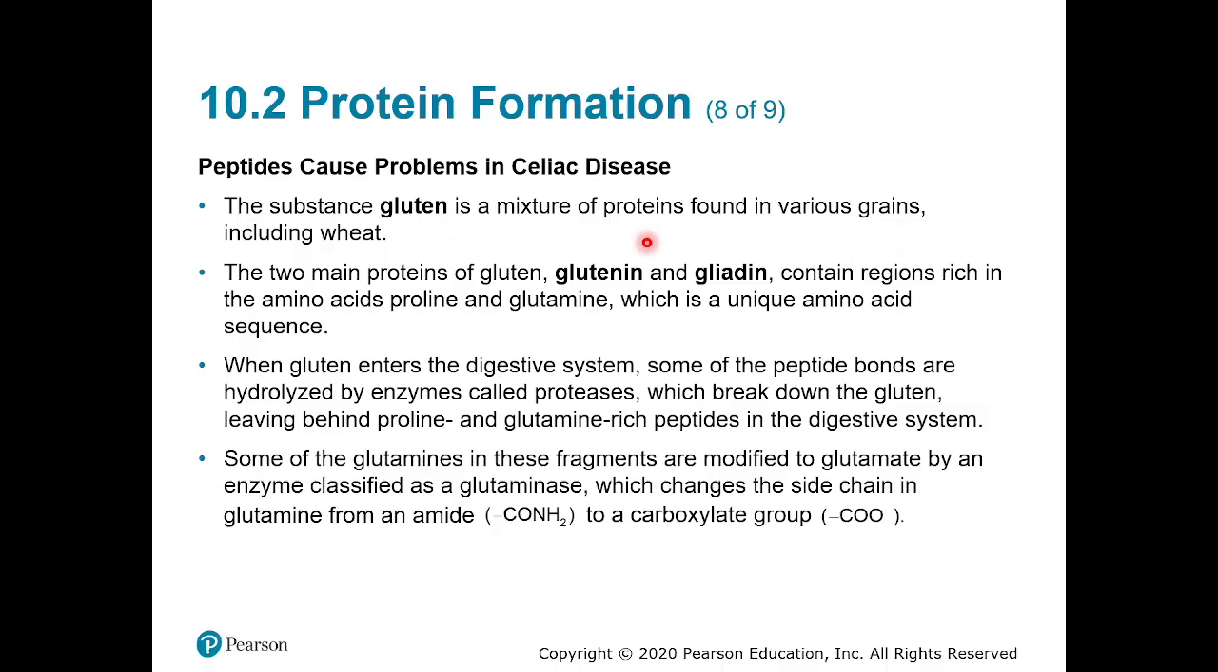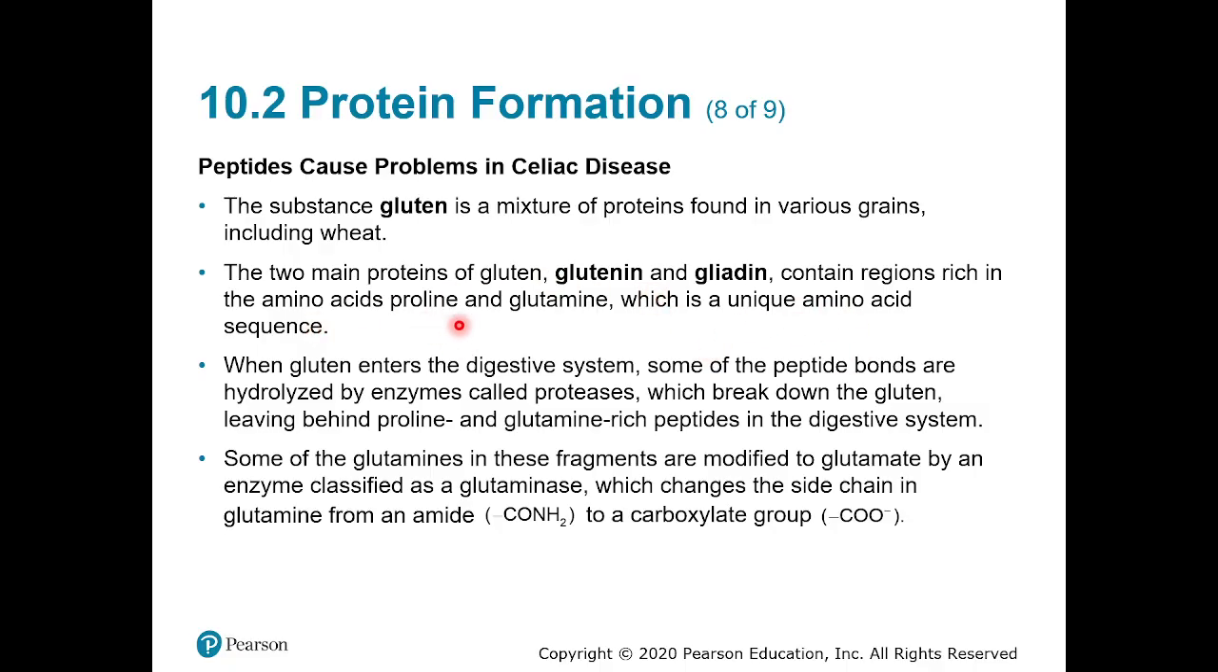The 2 main proteins of gluten, glutenin and gliadin, are going to contain rich regions in the amino acids proline and glutamine, which you may notice as part of these names right here. This is going to be a unique amino acid sequence.